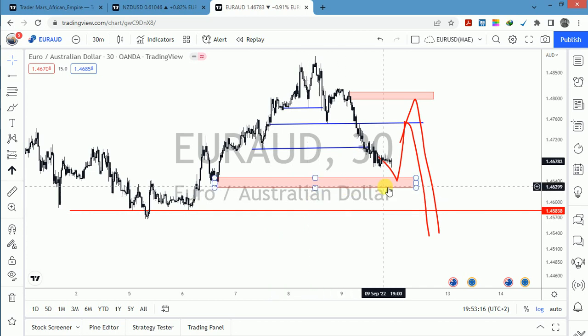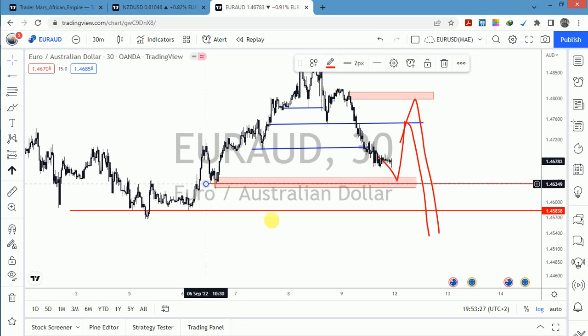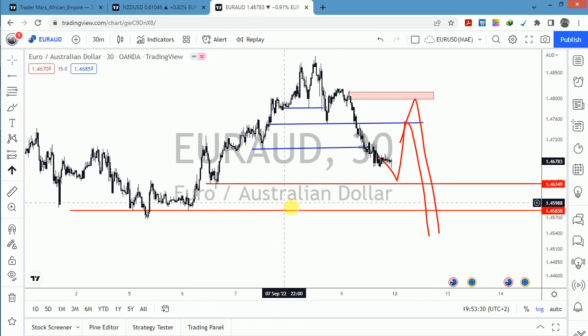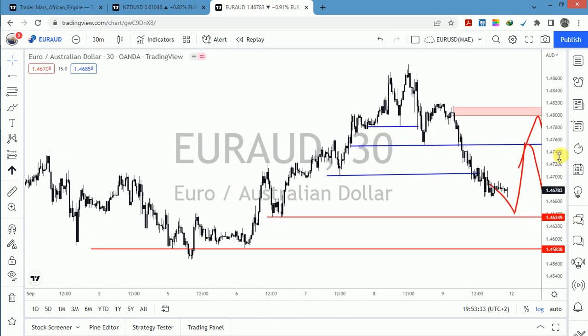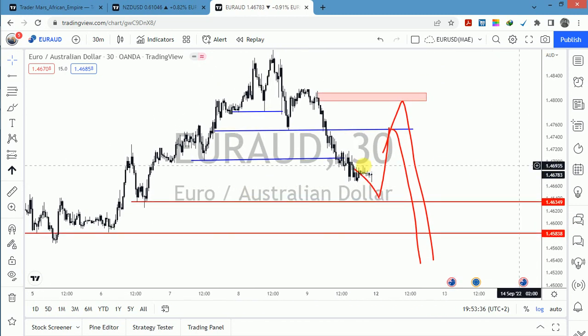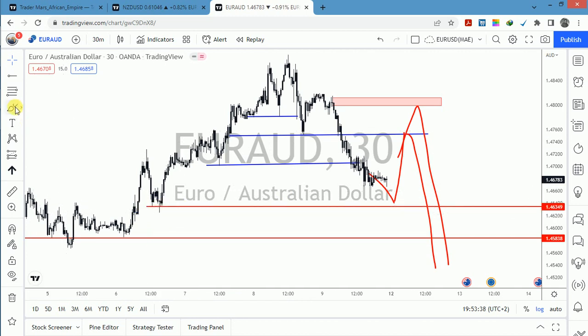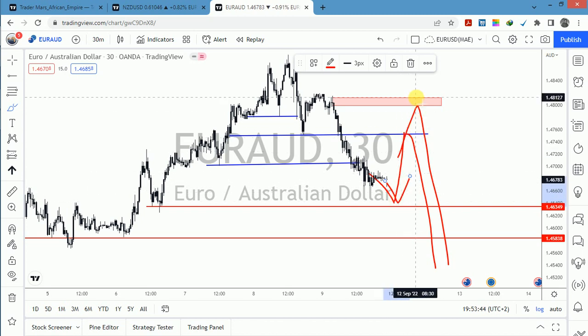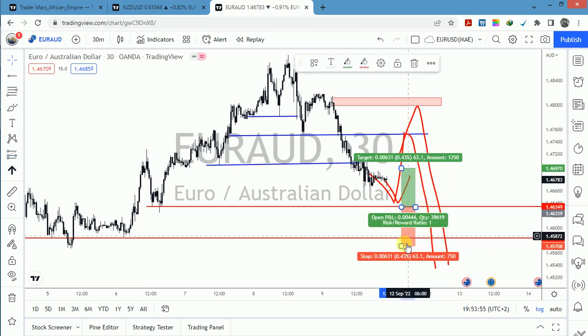Okay, so alright, so EURAUD, there's also a QML here, there's also a QML there. If you zoom this way, you're going to realize that there is a QML there that I believe is the one that is going to hold us and reject us into going into that OB there. So we can take advantage of that slight movement.